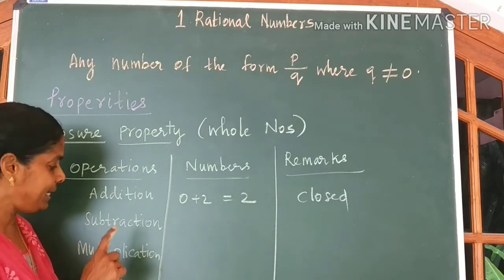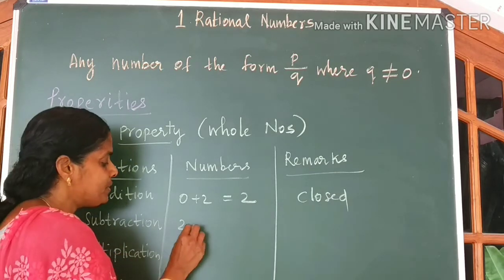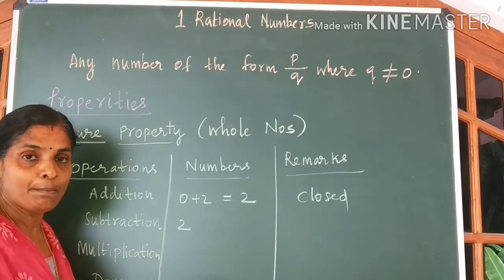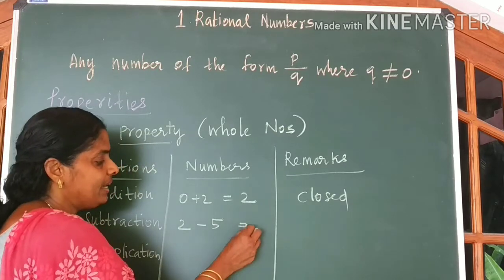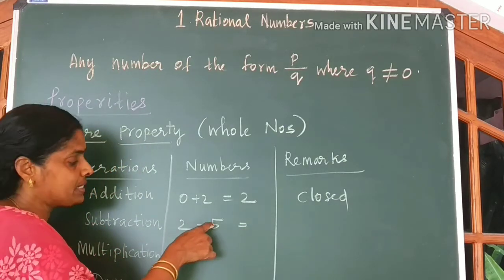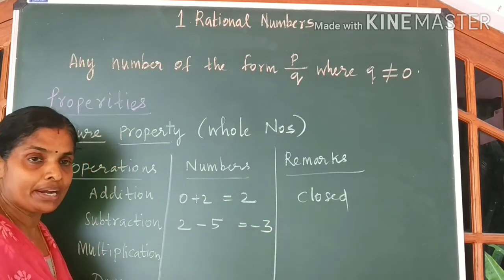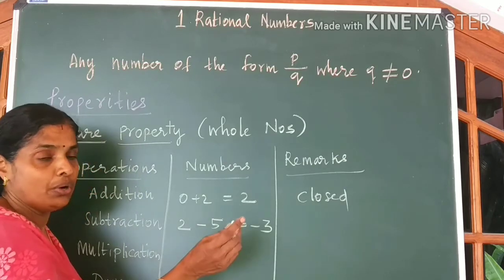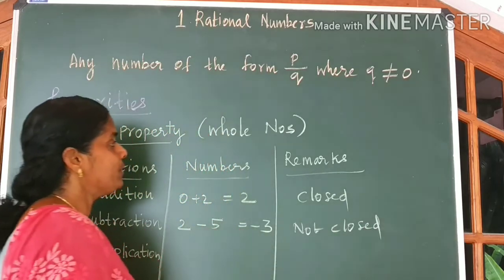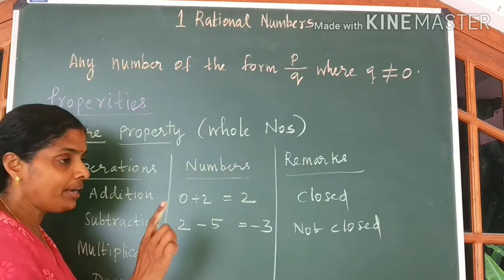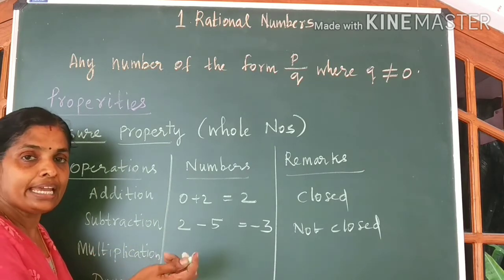Come to the second property, subtraction. Again take two whole numbers. Let us take the number 2. Let us consider another number as 5. Let us subtract 2 minus 5. What do you get here? From a smaller number, you are subtracting a larger number. So you are going to get a negative number. Can you say it is closed? No, it is not closed under subtraction. From this, what can you say? Whole numbers are not closed under subtraction. Third property, multiplication. Take any two numbers.